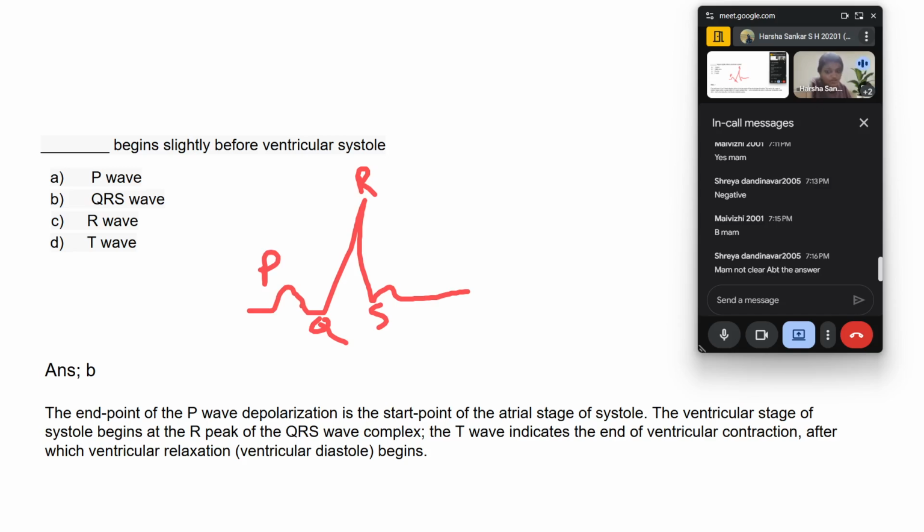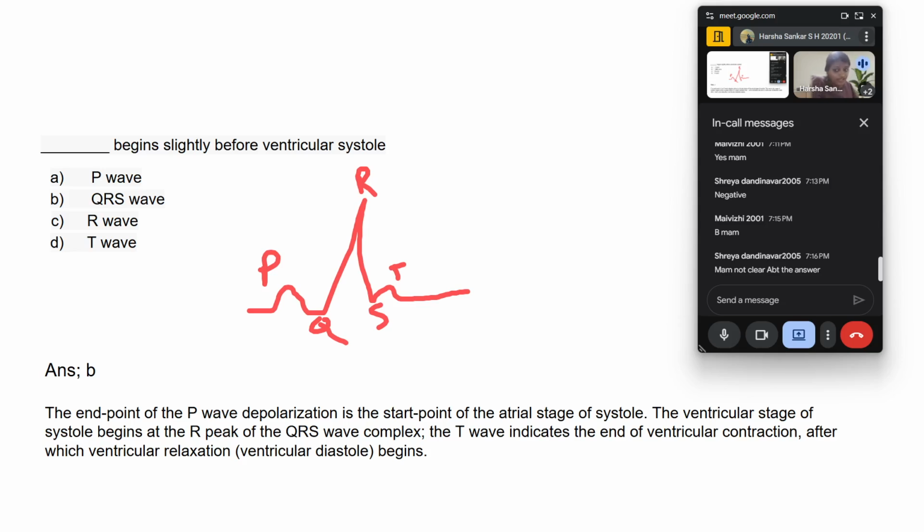The ventricular stage of systole begins at the R peak. So ventricular contraction starts at the R peak of the QRS. And the T wave indicates the end of ventricular contraction. Ventricular contraction completes by the T wave only, after which ventricular relaxation occurs.